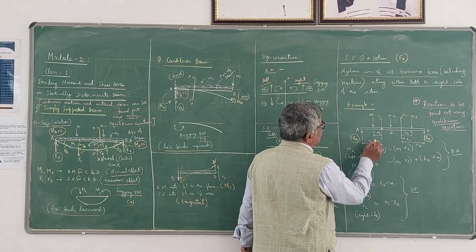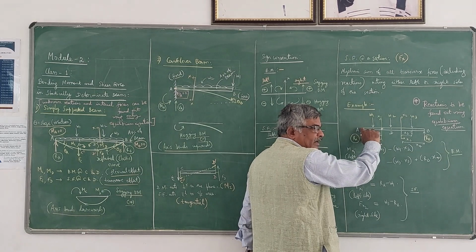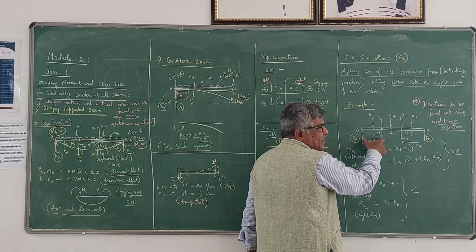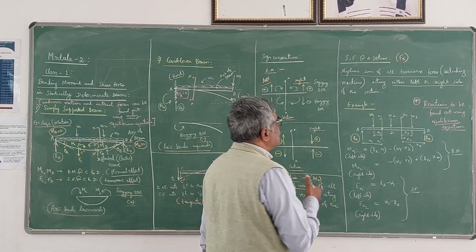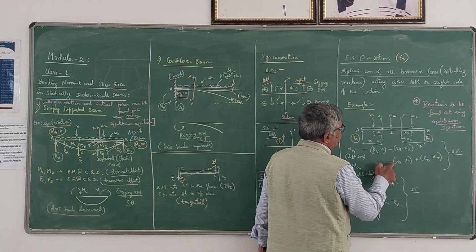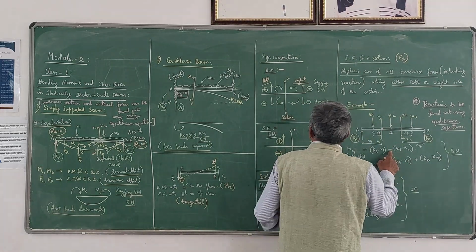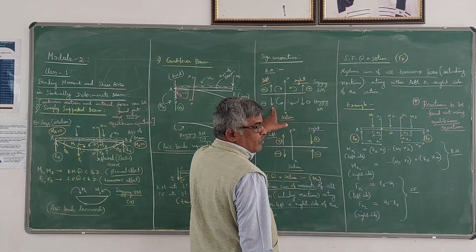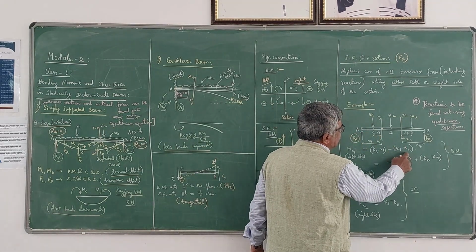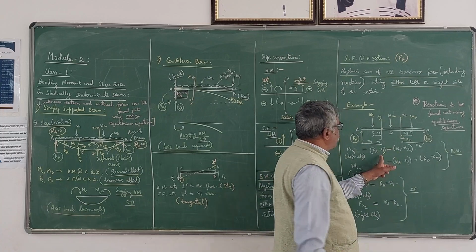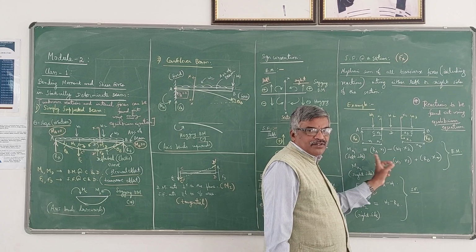So RA into x1. Moment is given by whatever force or reaction is acting multiplied by the lever arm. Lever arm means the distance from the point under consideration. So RA into x1 is positive, whereas W1 is acting downwards, so it is minus. Downward forces give negative bending moment. So minus W1 into distance x2. That is the expression for the bending moment at x1 by looking at the left side of the section.